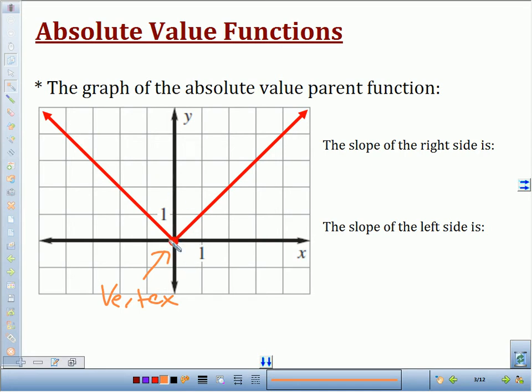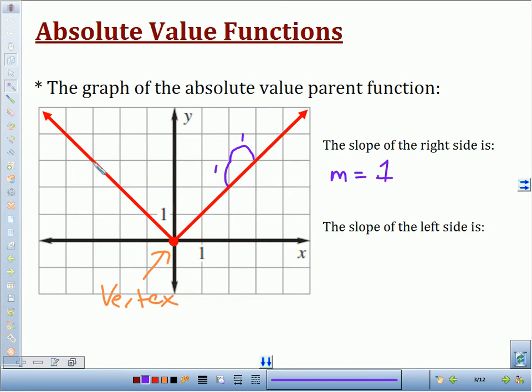As we can see, from the vertex we have two lines going in opposite directions. On one side I have a line moving up and to the right, and on the other I have a line moving up and to the left. If we were to look at the slope of each of these lines individually, we would see that this line moves up 1 and over 1, which means that the slope of the right side, the right line of the parent function, is 1. And that is m. m equals 1.